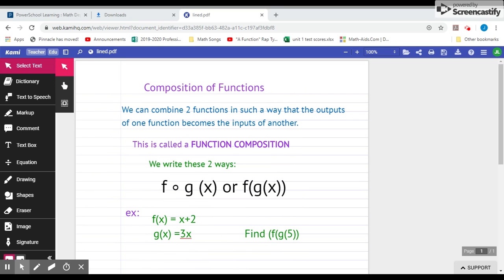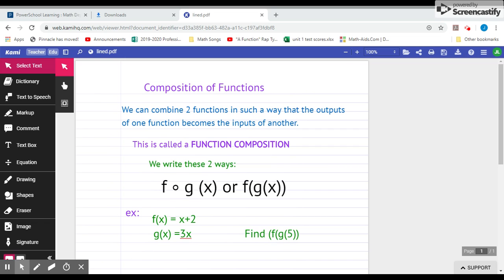We are going to go over composition of functions using numbers. There's another video out there that I have already posted that uses composition of functions with variables like x. So if you need that one, go search it out. But we're going to go over it with numbers today. So what is a composition of a function?